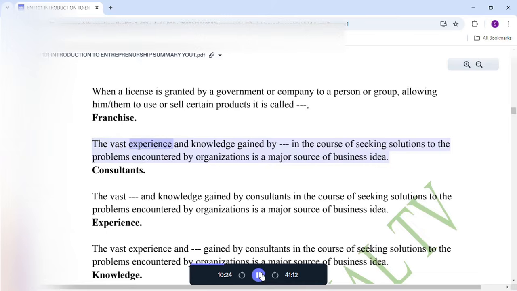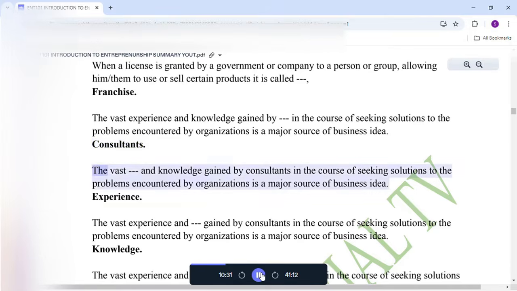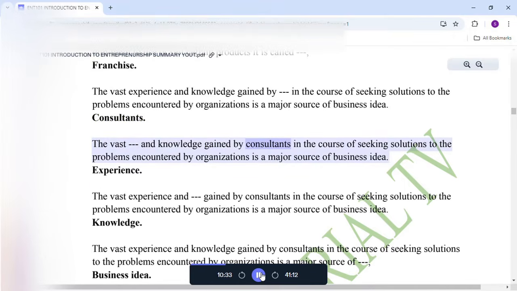The vast experience and knowledge gained by consultants in the course of seeking solutions to the problems encountered by organizations is a major source of business ideas.